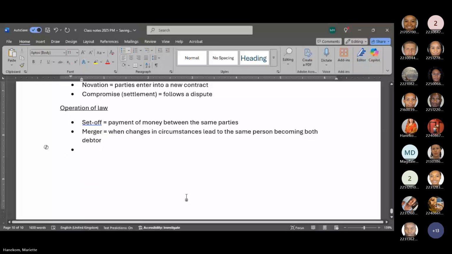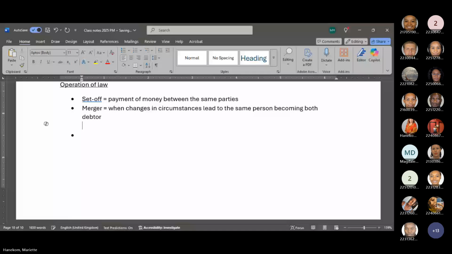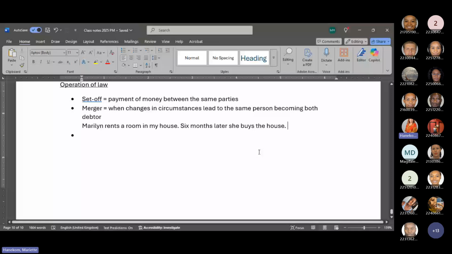Let's say Marilyn rents a room in my house. 6 months later, she buys the house. So while she's my tenant, Marilyn rents a room in my house. She needs to pay me rent. I'm the landlord. Now she buys the house, which means she becomes the landlord. She cannot rent a room from herself, which means our lease agreement will terminate as a result of merger.